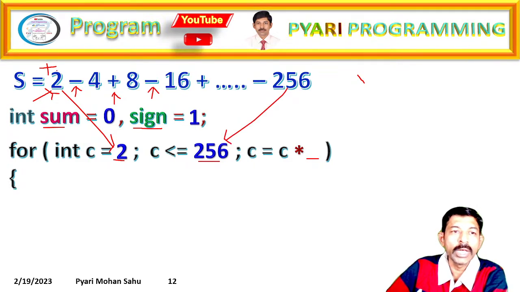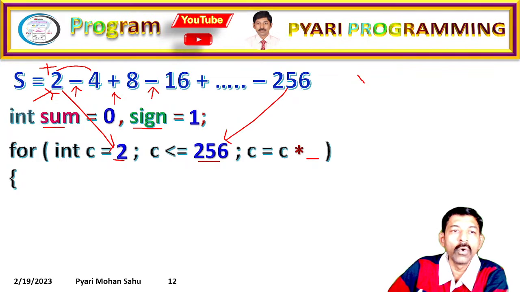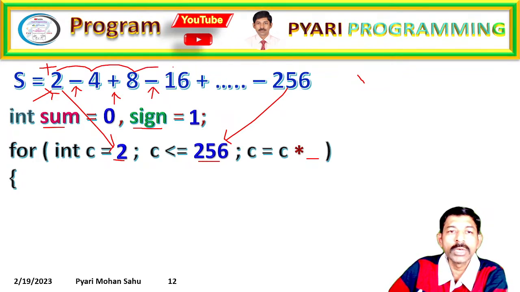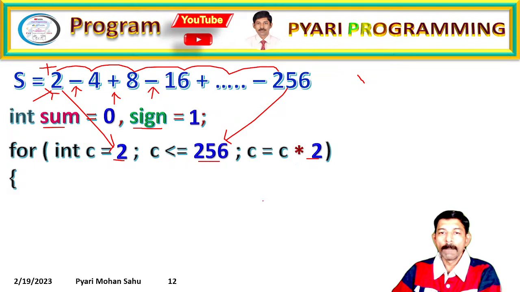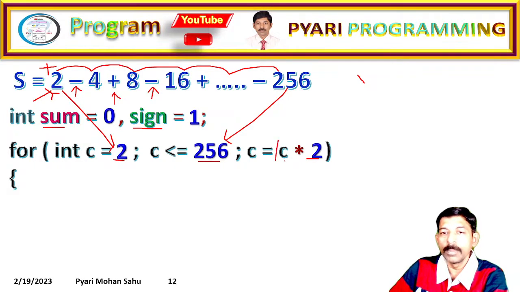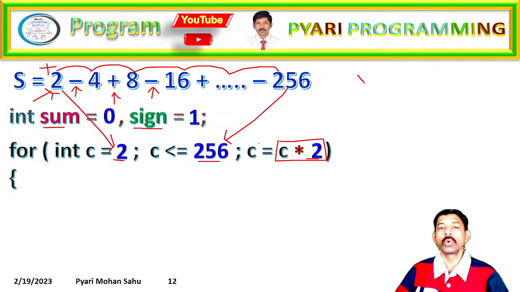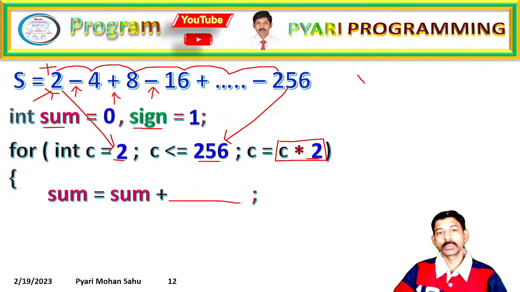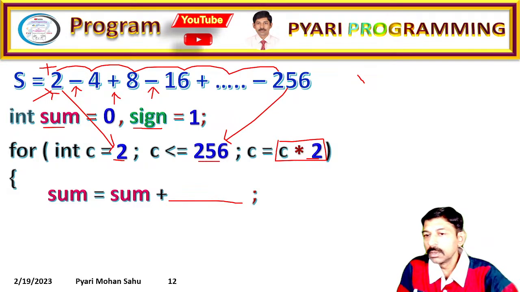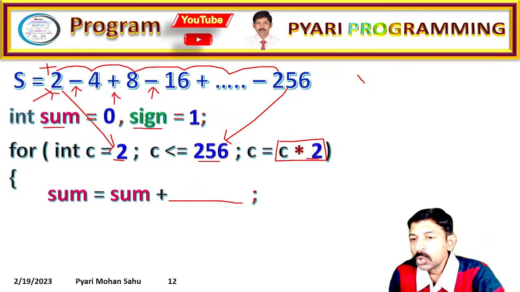Now each iteration gap is 2: 2 twos are 4, 4 twos are 8, 8 twos are 16, 16 twos are 32. Like this it will move up to 256. So that's why it is into 2. But only C into 2 will be wrong. It must be C is equal to C into 2. Next part, sum is equal to sum plus dash. Next part, sum, C is equal to 2. Ruturaj, good. 256, C into 2.